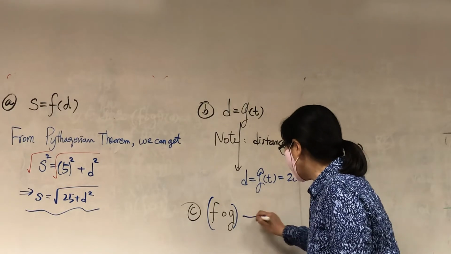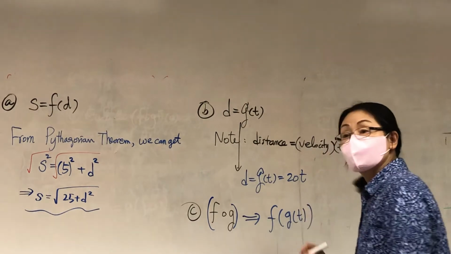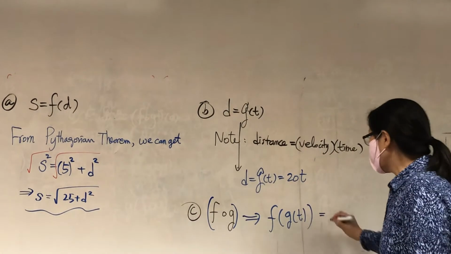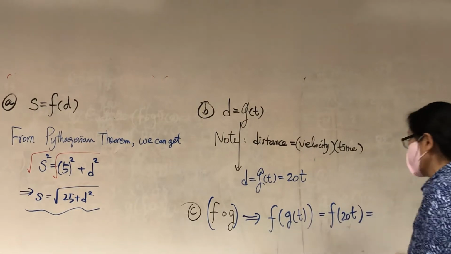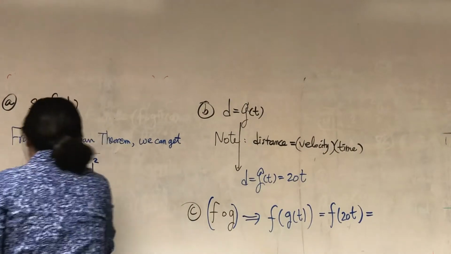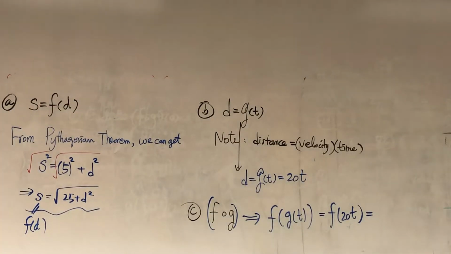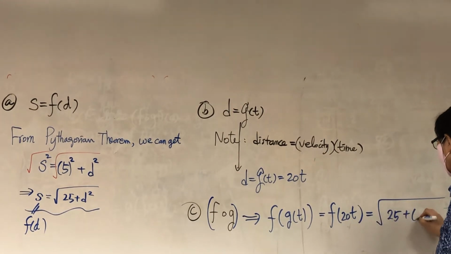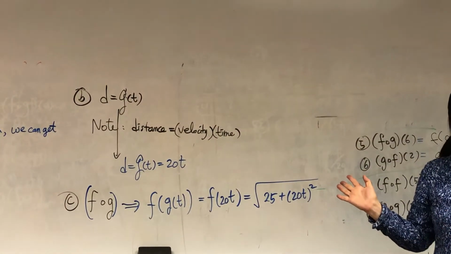So this is equal to what? F of G of what? T, am I right? So this is F of what? 20t, am I right? So what is F? Here this is F of 20t. Am I right? You follow me? Yes, so it is what? Clear? Good.